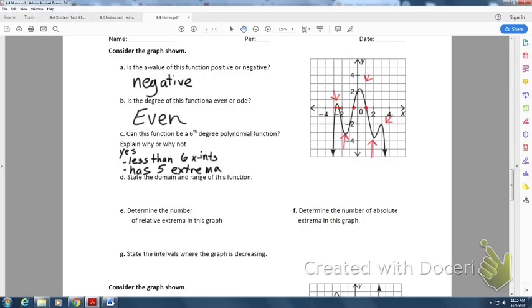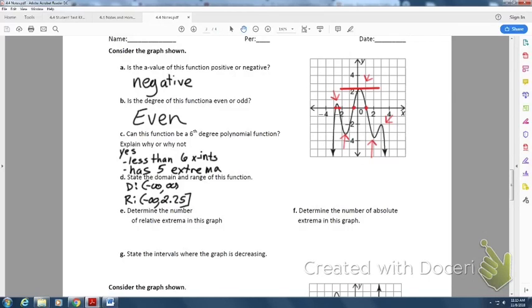D says to state the domain and range of the function. Anytime you're doing an even degree, I want you to think of a parabola, the rules of a parabola. Well, my domain for a parabola is always negative infinity to positive infinity. My range, it's going down to negative infinity, so that needs to be my first part of my range. And then it is going up to this absolute extrema, let's just say it's 2.25. And it is equal to that.